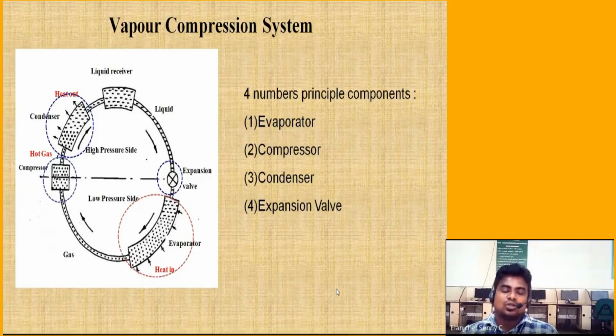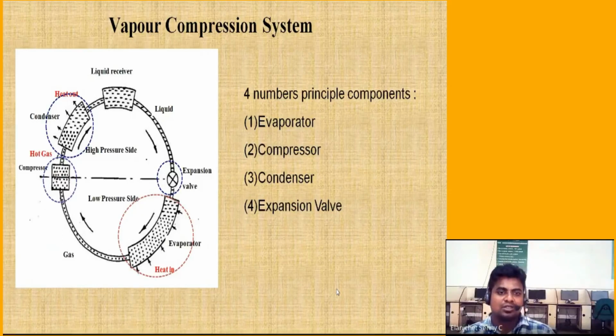In this cycle we are going to see the different components: what are the components that are present in the vapor compression cycle, and the function of the components. As the figure indicates, we have four principal components.